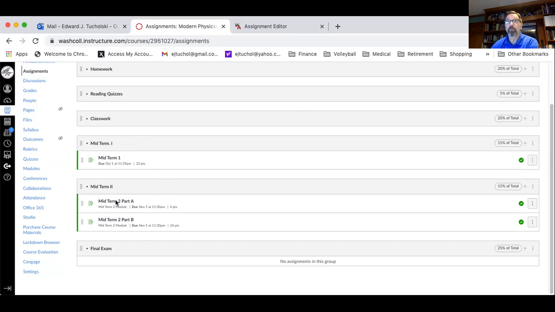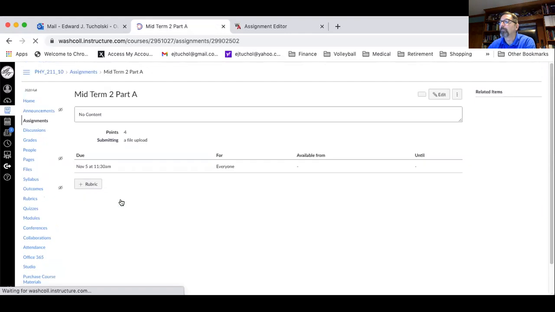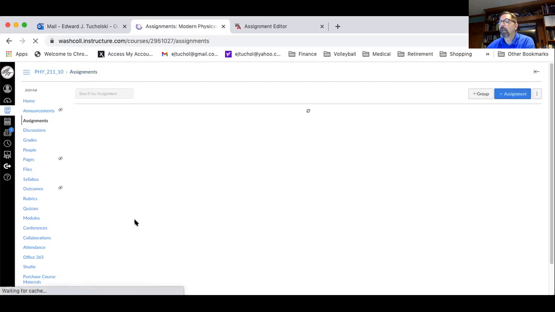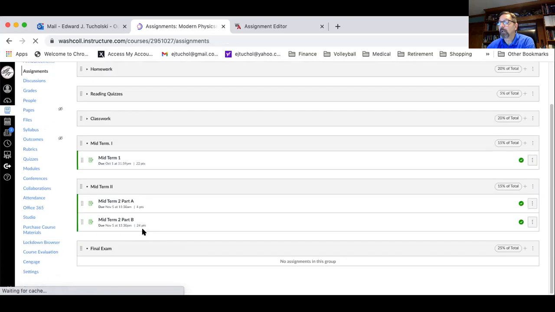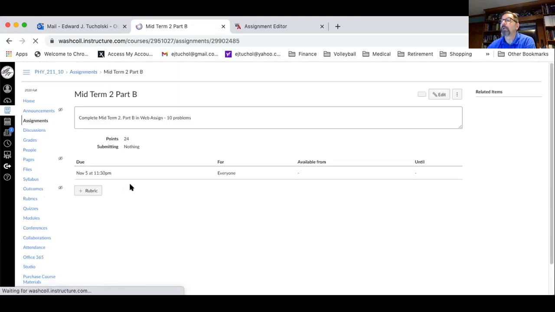It has two parts. I was almost able to find everything I wanted in WebAssign. There was one problem that I couldn't find, so it's worth 4 points. It'll be just like a worksheet. You download the worksheet PDF document, and I'll show you where that is in just a second. Then you upload it right here. It says a file upload, so you can upload the file right there in the assignments page. Part B is just instructions that say complete midterm 2 part B in WebAssign.